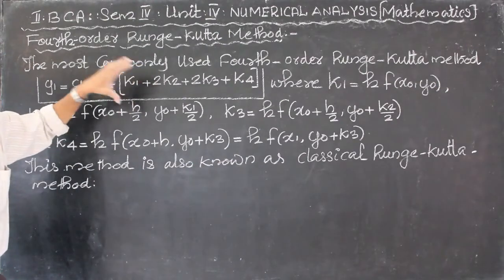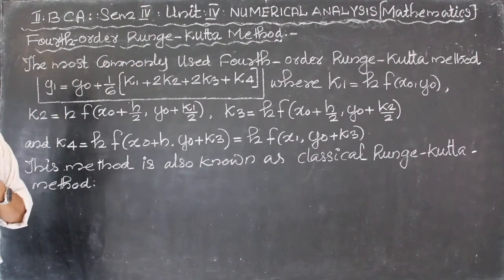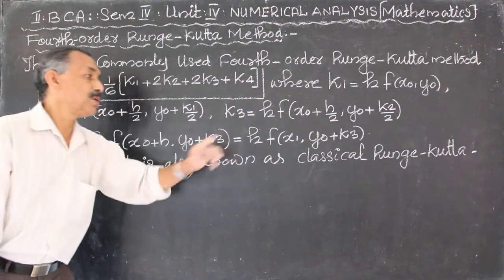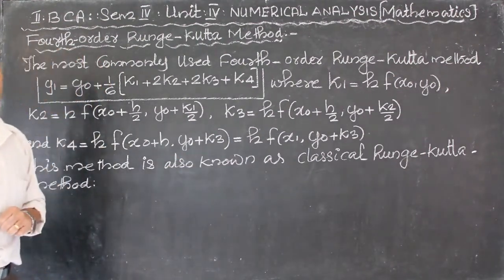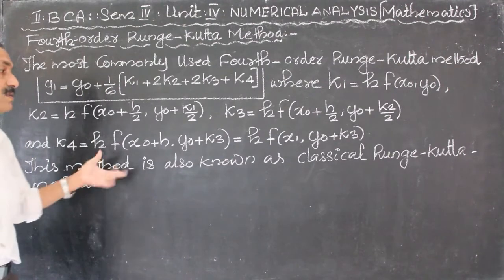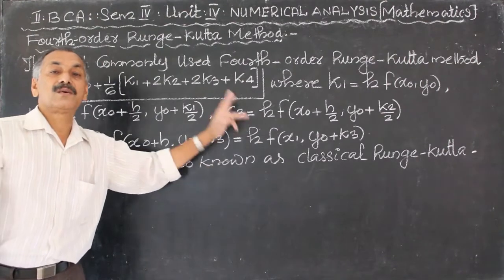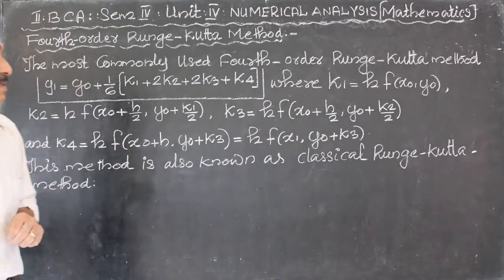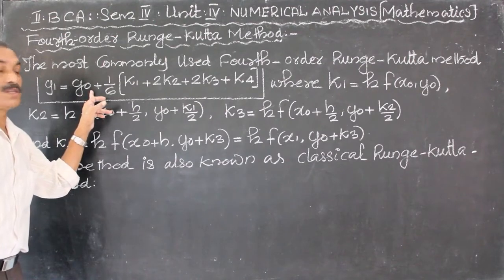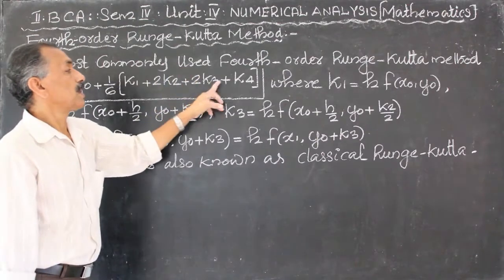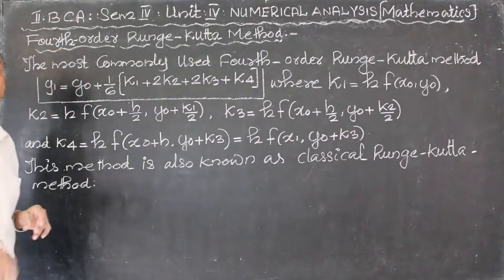This is known as the fourth order Runge-Kutta method, and this is the more accurate method. This method is also known as the classical Runge-Kutta method. The two types are the second order method and the fourth order Runge-Kutta method. Here y1 is equal to y0 plus 1 by 6 into (k1 plus 2k2 plus 2k3 plus k4). And what is y2?